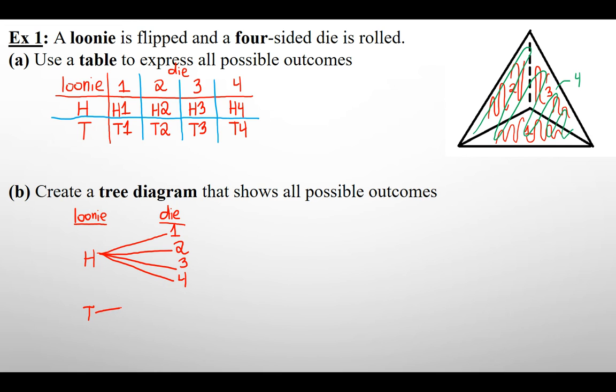Same thing for the tails. So I have the tails as the trunk of the tree, and then this branches off into the outcomes for the second object. So that'd be tails and then 1. This would be tails and then 2, tails and then 3, and then tails and 4. That's a tree diagram. You have your trunks on the left-hand side, and that branches into the different outcomes for the second object on the right-hand side. I personally find it a little bit faster to do a tree diagram compared to a table, but nonetheless, it's important that we can represent both the table and a tree diagram.